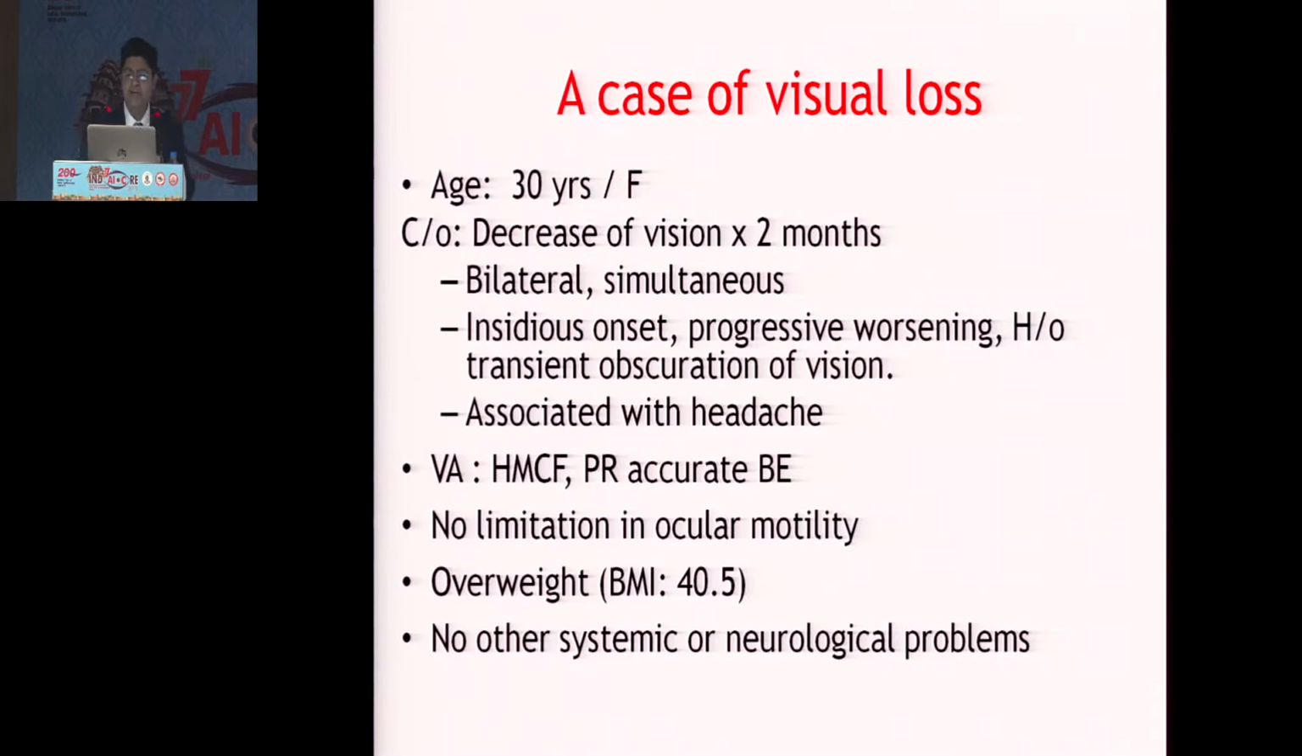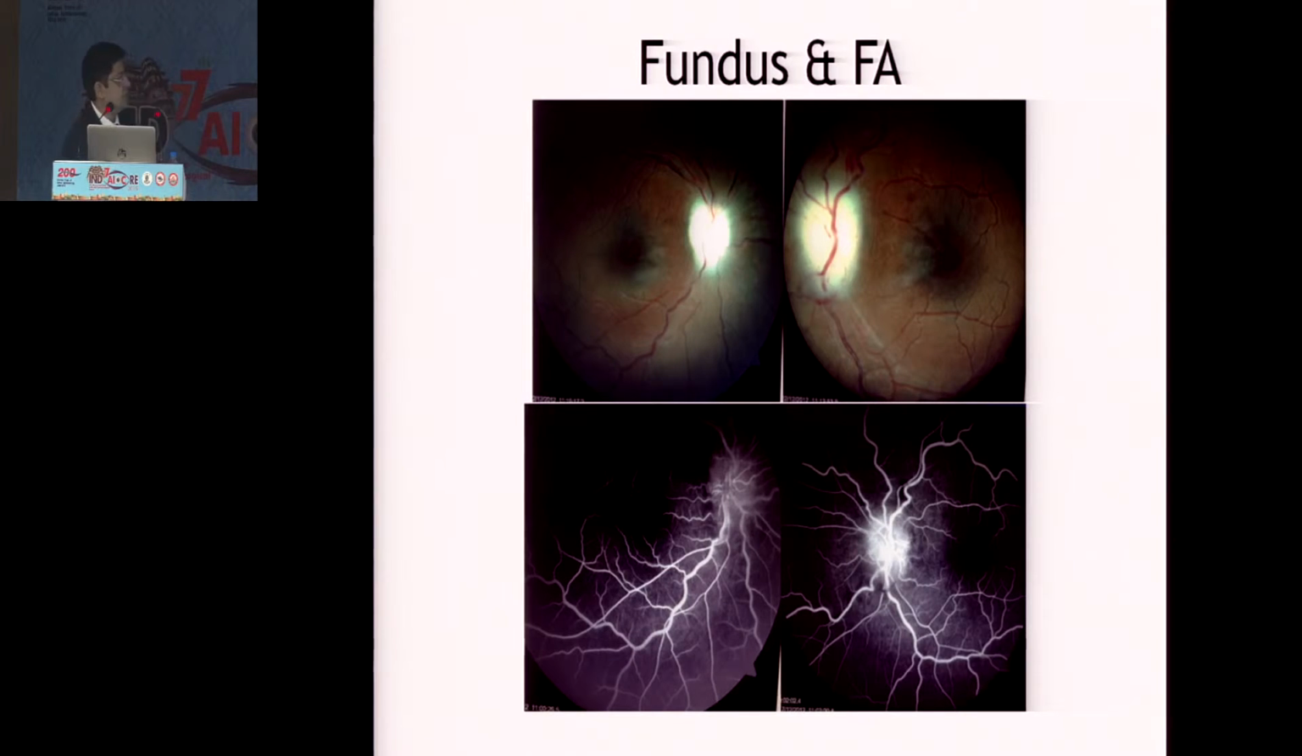So we'll start with an interesting case. This lady came to us, 30 years old, with gradual decrease of vision in the past 2 months, bilateral, simultaneous, slow, with headaches, severe visual deficit, no limitation, overweight, no other systemic problems. This is the fundus. You can see that it's almost atrophic. You can see a few hemorrhages here. So it was quite clear that this was almost an atrophic papilledema.